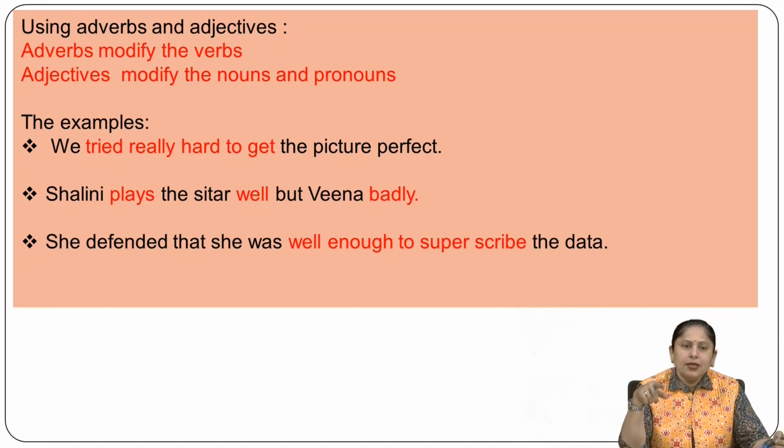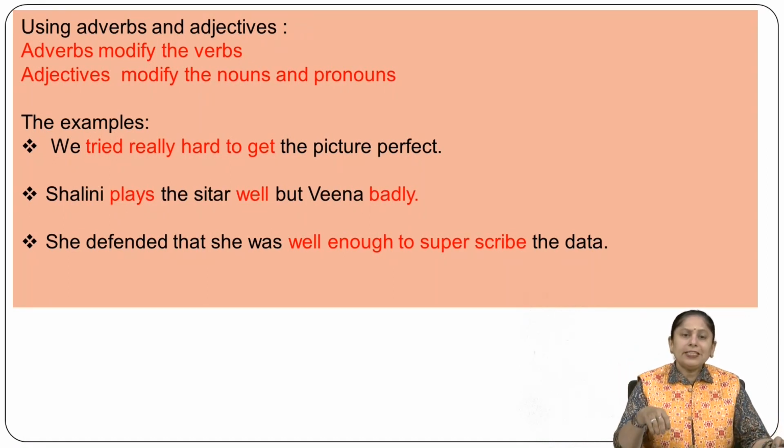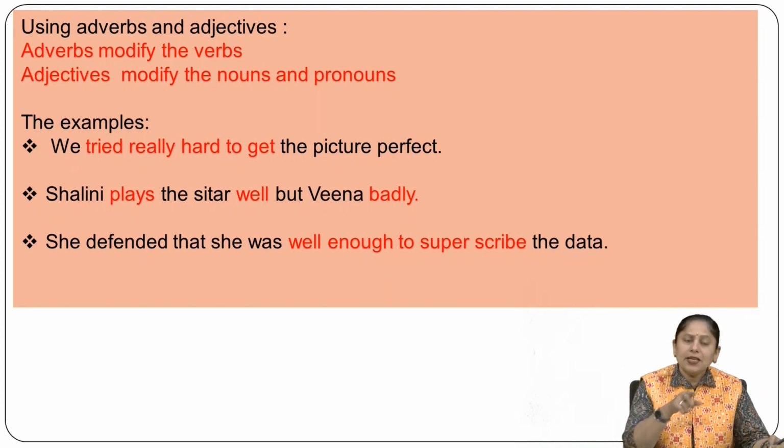Here are the examples. We tried really hard to get the picture perfect. Look, try is a verb and the people had tried really hard. Really hard shows how they had tried. They had tried hard, they had tried very much, not with little efforts. So the action of the sentence is trying, and trying is modified by the words really hard to get.